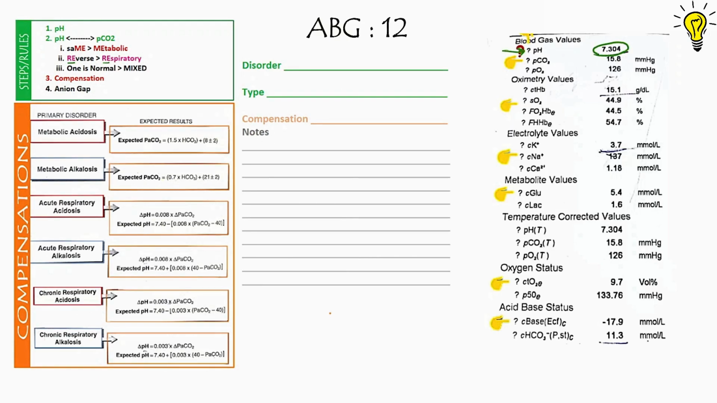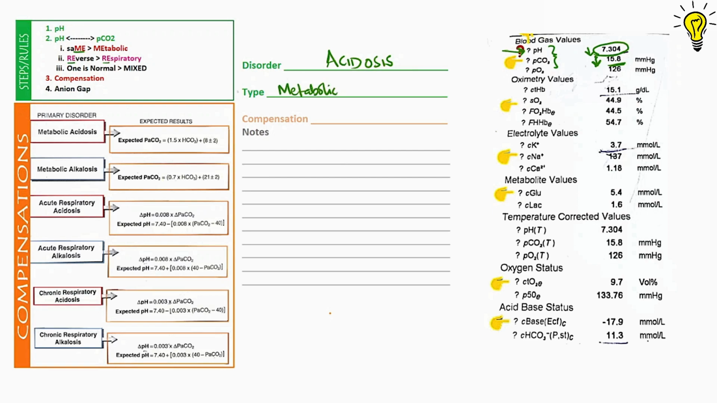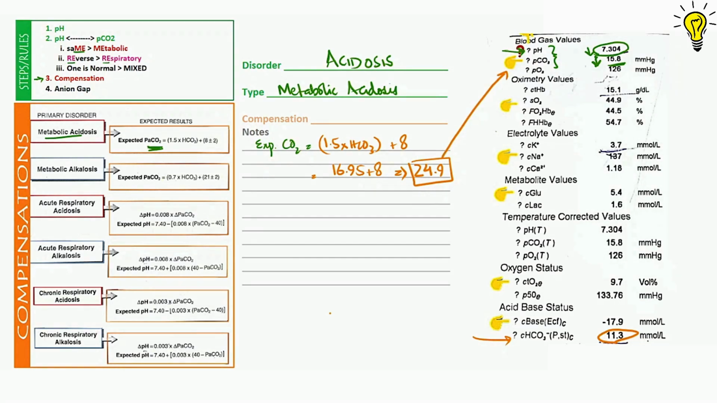ABG 12. Now pH is going down, so acidosis. Carbon dioxide is going down, so same directions, hence metabolic acidosis. As per the formula of compensation for metabolic acidosis, the expected carbon dioxide level should be around 24.9, but actual carbon dioxide found on ABG is 15.8. So expected carbon dioxide is greater than the actual carbon dioxide fall.